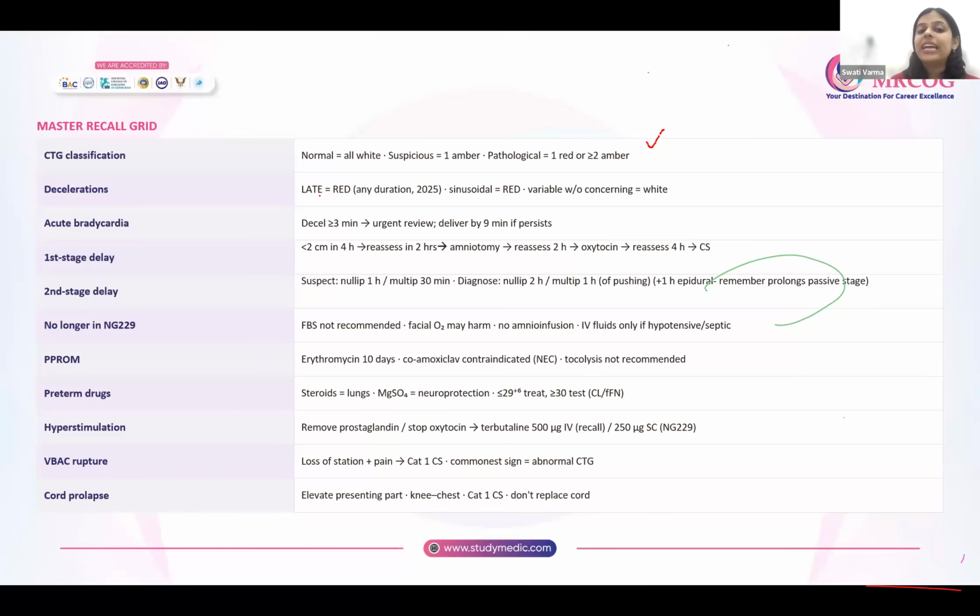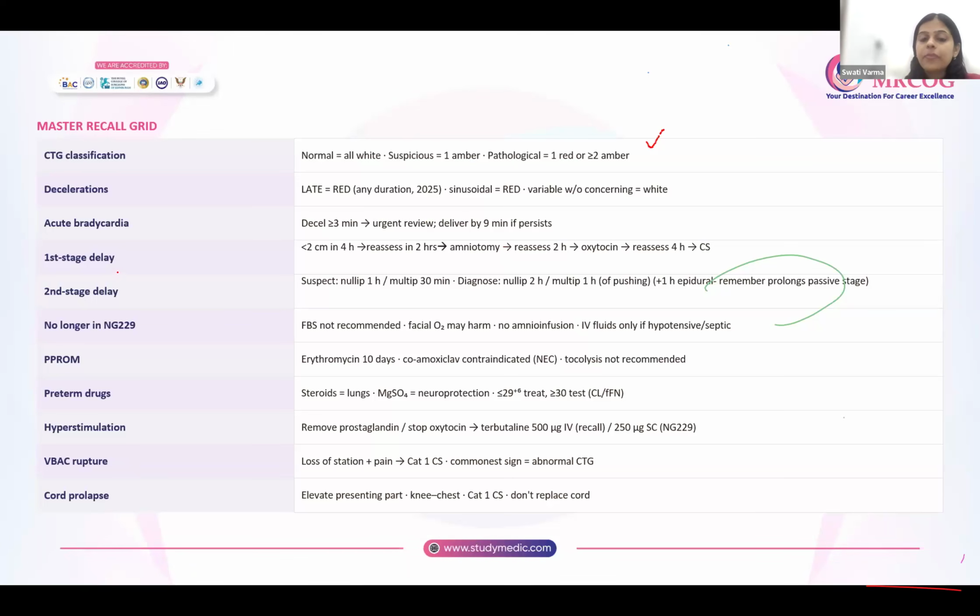Decelerations: any late deceleration is red, any duration, any type, it's always red. Sinusoidal is always red. Variable without any concerning features is white. Acute bradycardia, a deceleration for more than 3 minutes, requires urgent review. If it is persisting beyond 9 minutes, deliver.